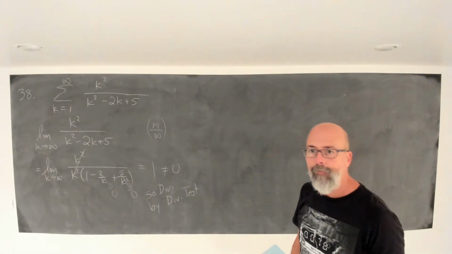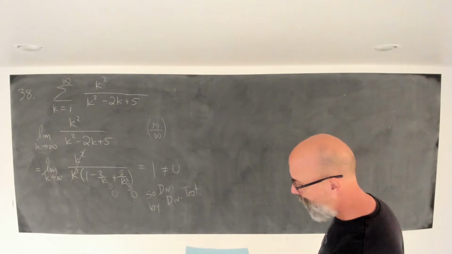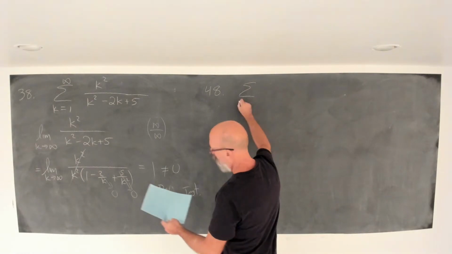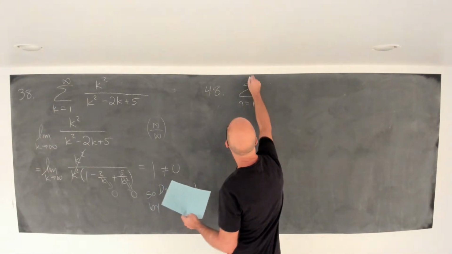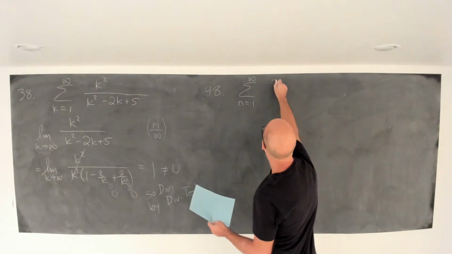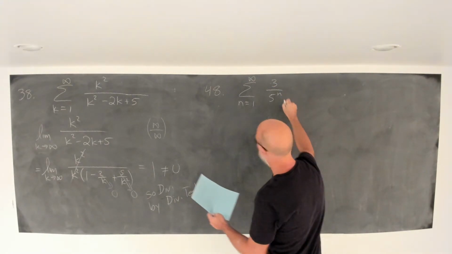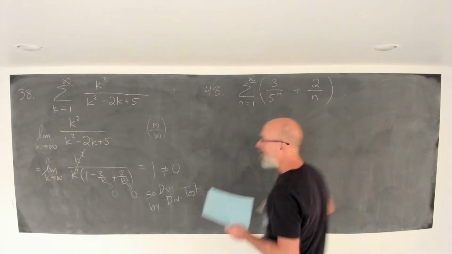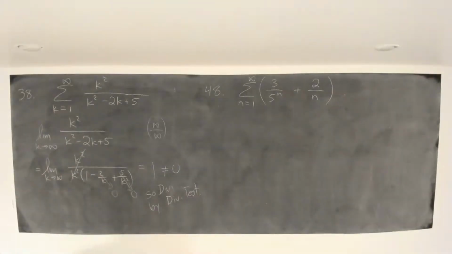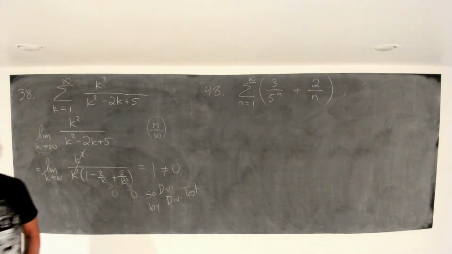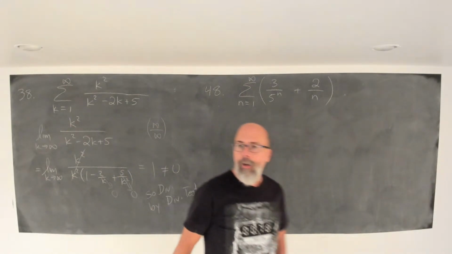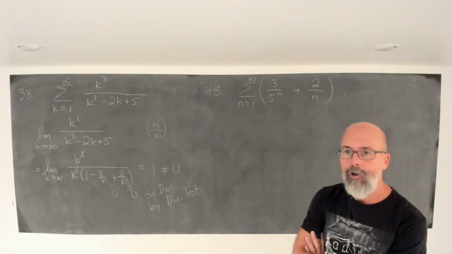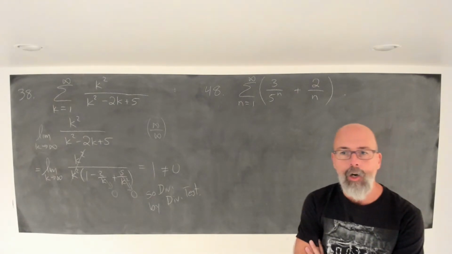All right. Let's move on and consider this. Charles is suggesting maybe the polynomial test was the p-series. We're actually going to see the p-series momentarily.